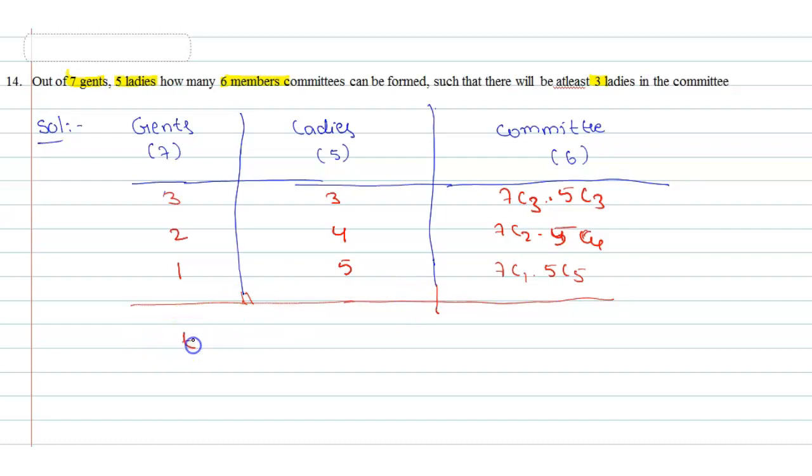So now the total answer is equal to 7C3 into 5C3, plus 7C2 into 5C4, plus 7C1 into 5C5. This is the answer for this question. Okay? Right, we can go to the next question.